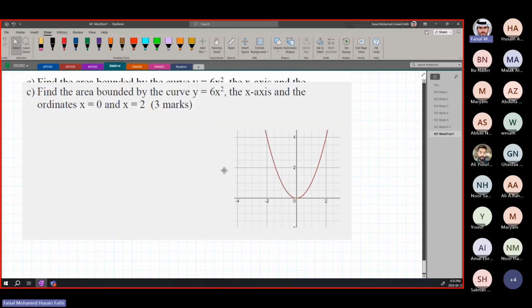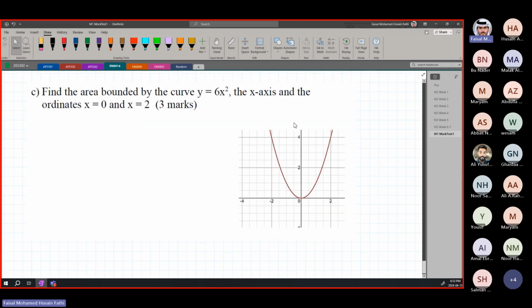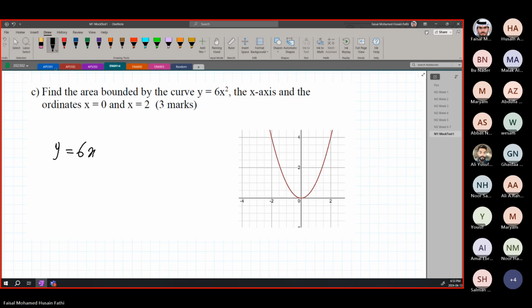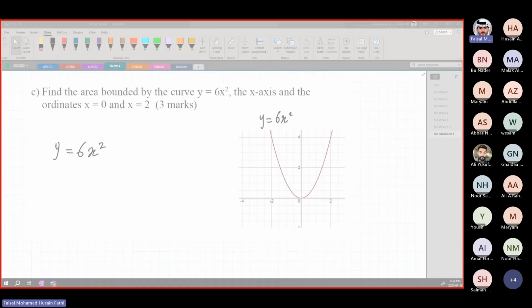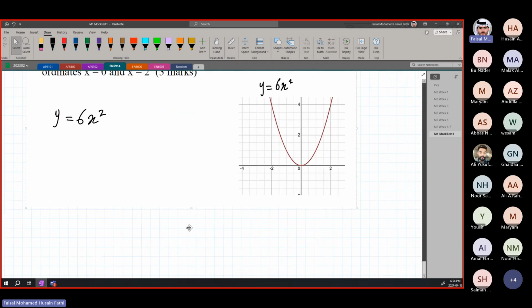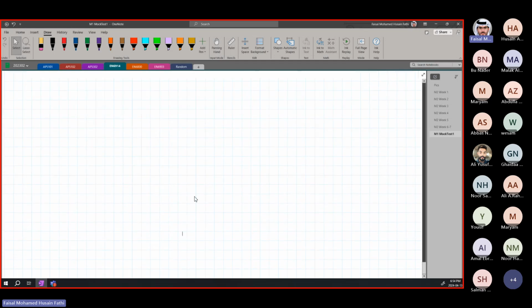Find the area bound by the curve where y is equal to 6x squared. So this is the curve. y is a parabolic function. This function y is equal to 6x squared. All right. And the ordinates x equals 0 and x equals 2. So remember, when we are trying to find the area under a graph, we are trying to determine the specific range where we can find that area. All right. So let us just look at the graph now.